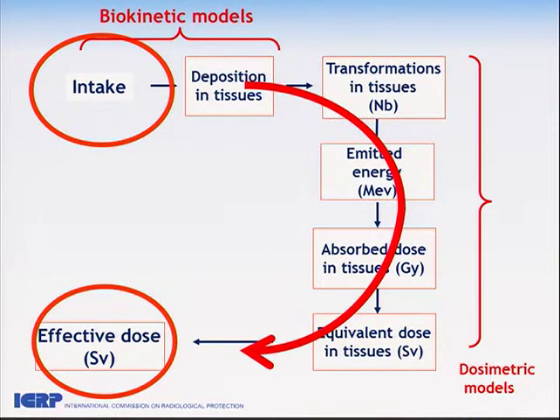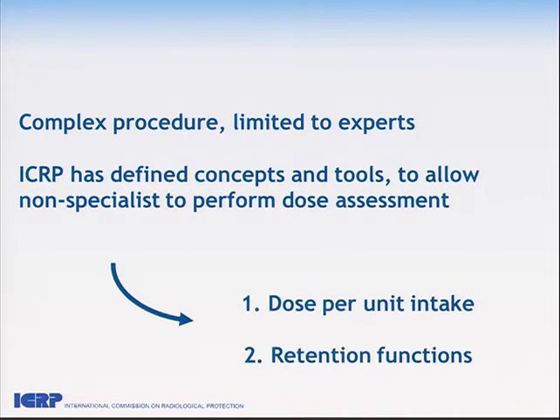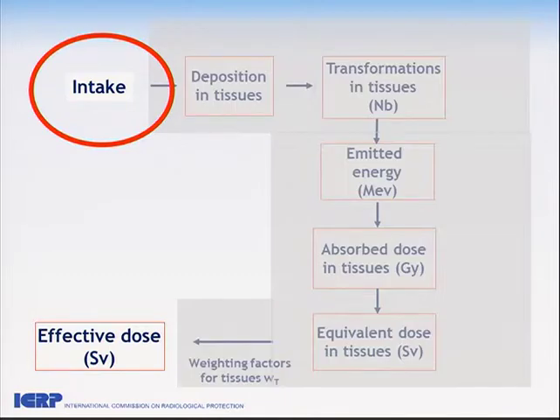This looks like a simple way to do that, but you can easily understand that if you want to go through every step, it can be a very long and very complex procedure, and I should say it is limited to very few experts around the world. So this is why ICRP has defined concepts and tools to allow almost everybody to perform those assessments. The first one is the dose per unit intake. The second one is the retention function. In fact, if you go back to my logigram, you still need to know the intake, but with the system proposed by the ICRP, you can ignore what is on the right of the slide.